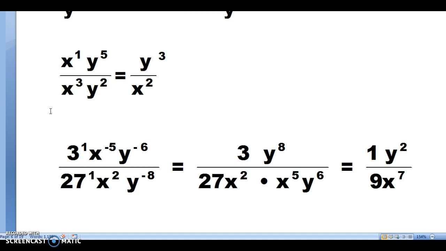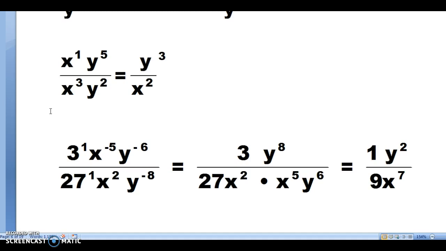The y to the minus 6 has a negative exponent. I'm going to take it to the bottom. The x to the 2nd has a positive exponent. We leave it where it is. And the y to the minus 8th has a negative exponent. We're going to bring it to the top. So it looks like it does in the middle here.